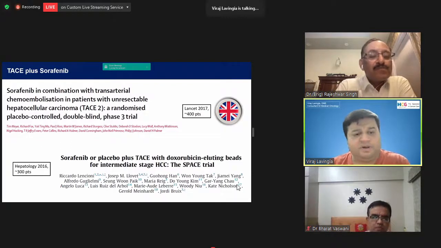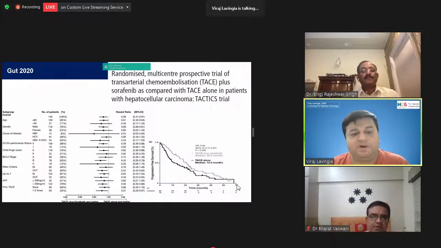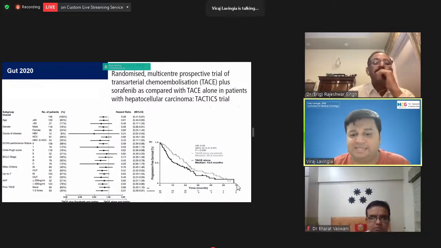I heard one of the experts on the panel talking about using sorafenib as an adjuvant to TACE. We have two big studies, TACE2 and the SPACE trial. They were published about 5 years ago, which showed no benefit of using sorafenib after TACE in intermediate stage B HCC. However, Dr. Shyam Agarwal did mention the TACTICS study, which was presented last year, where using sorafenib after TACE improved recurrence-free survival by a magnitude of almost double.